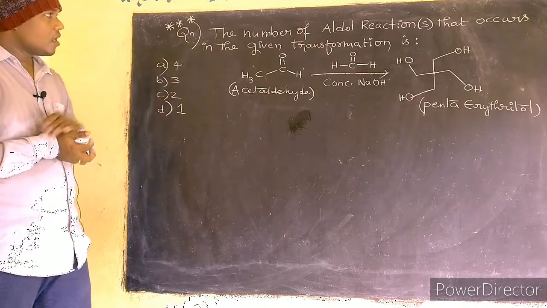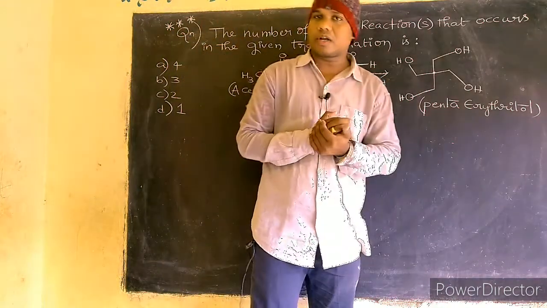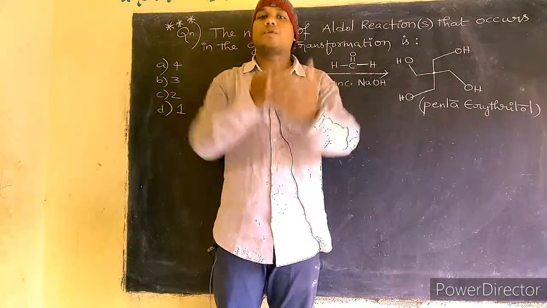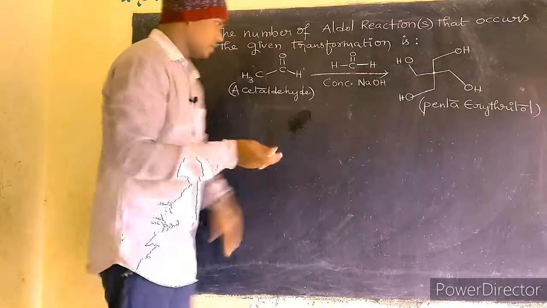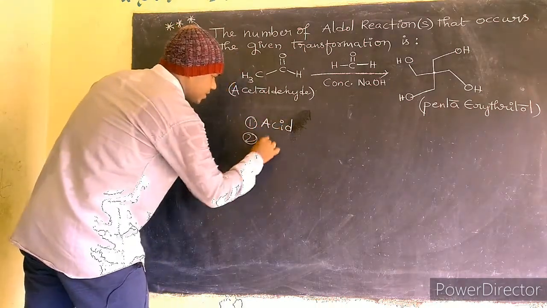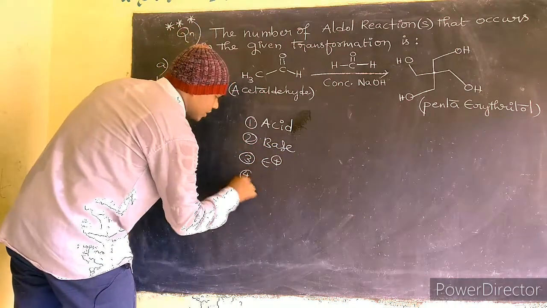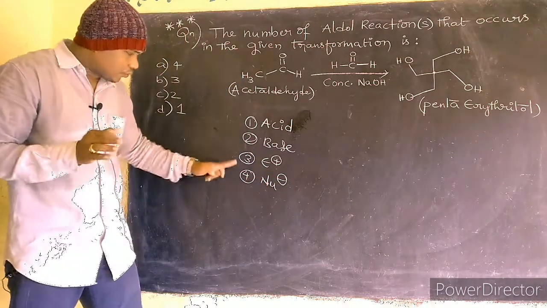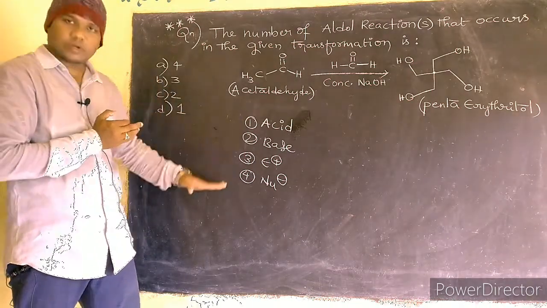Now, in any chemical reaction, any question based on organic chemistry, first of all we have to observe acid, base, electrophile, nucleophile, correct? The first condition is acid, the second condition is base, the third condition is electrophile, and the fourth condition is nucleophile. We have to identify these four conditions first in any organic chemistry reaction.